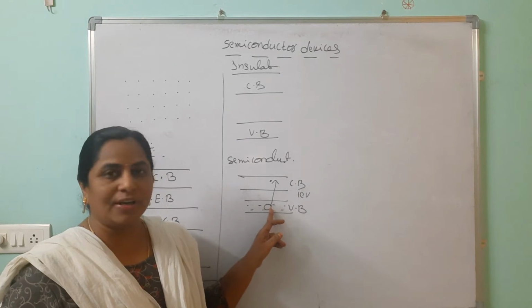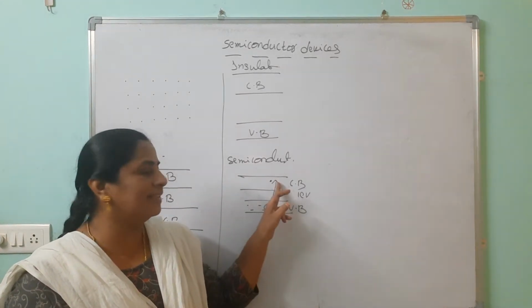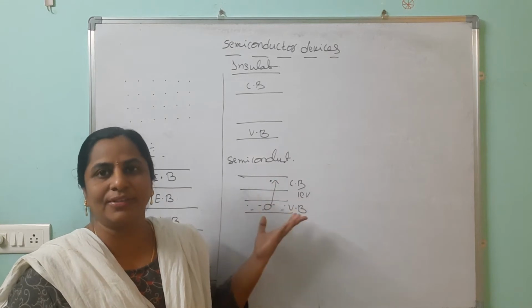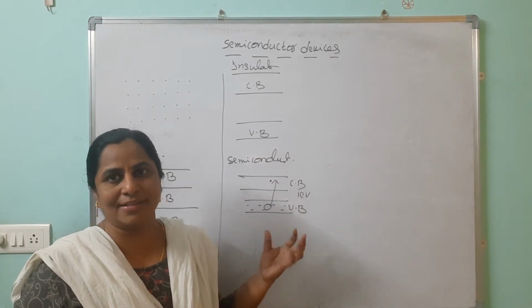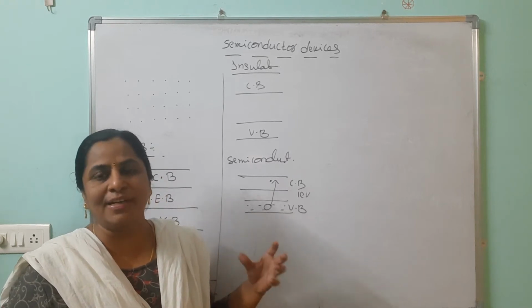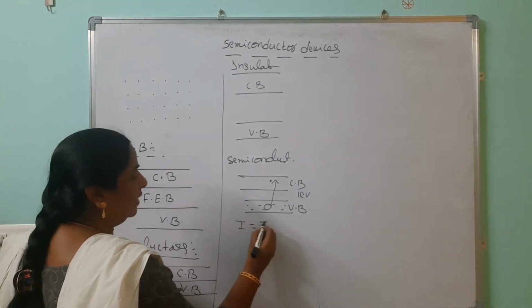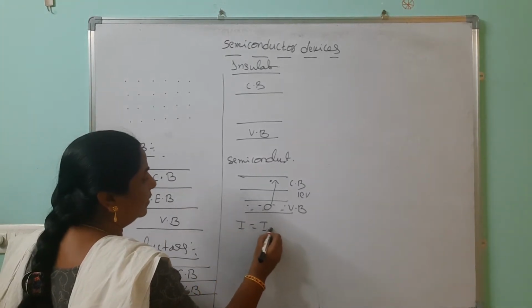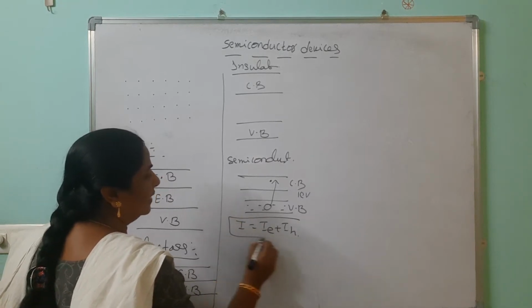So this is called the hole, and we can treat this as a positive charge also, and this is the free electrons. You know that it is having the negative energy. So in the case of semiconductors, we can treat both holes and electrons as responsible for electricity. So we can write I equals the current due to the electrons plus the current due to the holes.